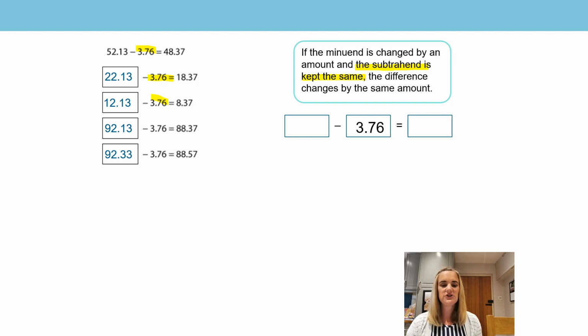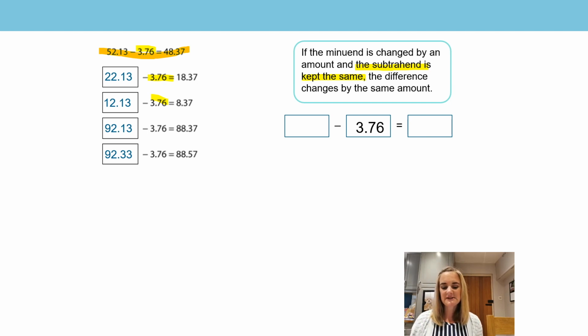So I chose an original calculation. I'm not going to tell you which one yet. And I decided to increase it by 100 for the minuend, so therefore increase the difference by 100 as well. So can you see which original calculation I chose? Yeah, that's right, this one here. So you can see that my 52.13 has increased to 152.13 for the minuend, and my difference, 48.37, has increased by 100 to 148.37. That's not the only solution I did, I've done one more.